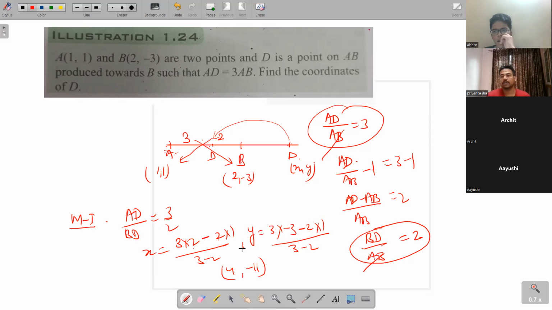Understood? Note it down. I'll tell you second method as well. Don't worry.